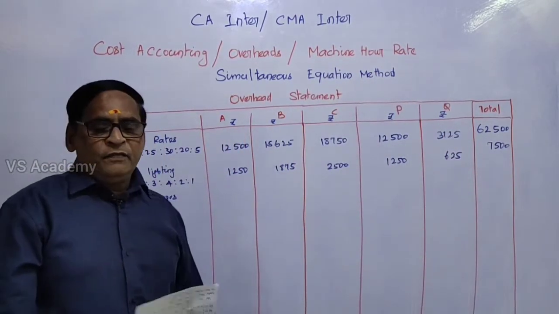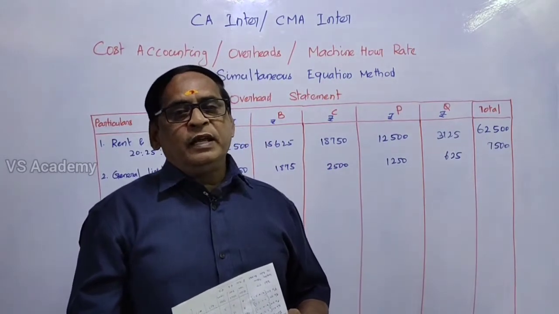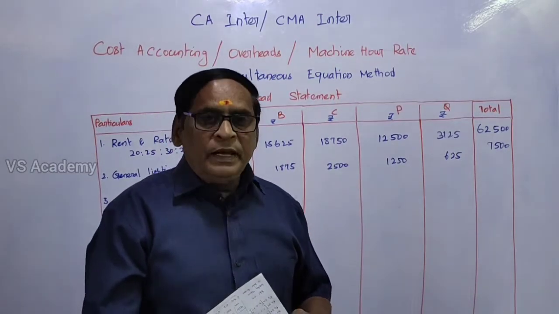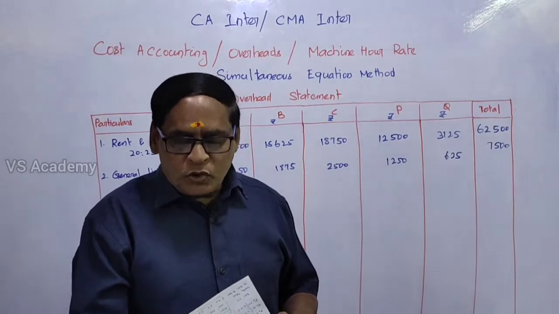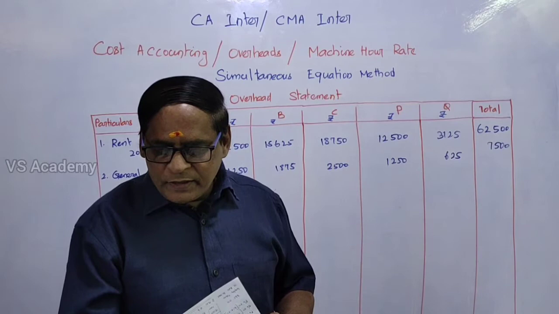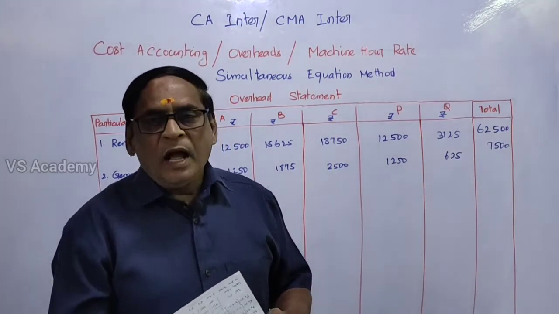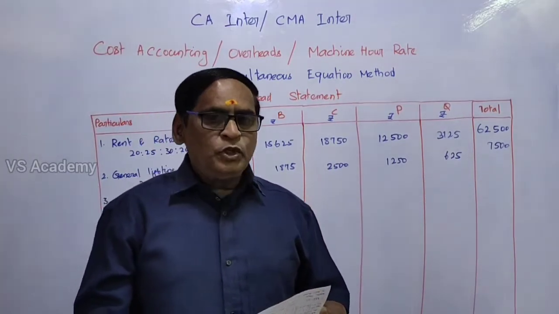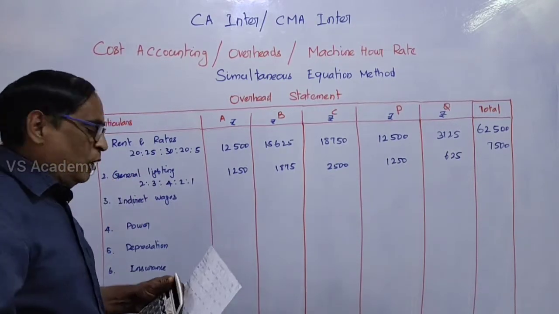And then indirect wages. If the number of laborers is given, then we can apportion according to that ratio, but it is not given. Then the amount of direct wages is given in the question: 37,500, 25,000 and then 37,500 for P3, and then service department 18,750 and then 6,250. So you have to calculate in this ratio. So indirect wages, we will calculate on the direct wages basis.